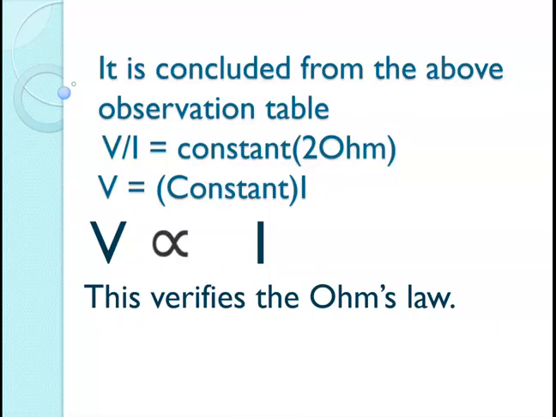It is concluded from the above observation table that V by I is equal to a constant, that is 2 ohm. So V is equal to constant into I. So V is proportional to I. This verifies Ohm's law.